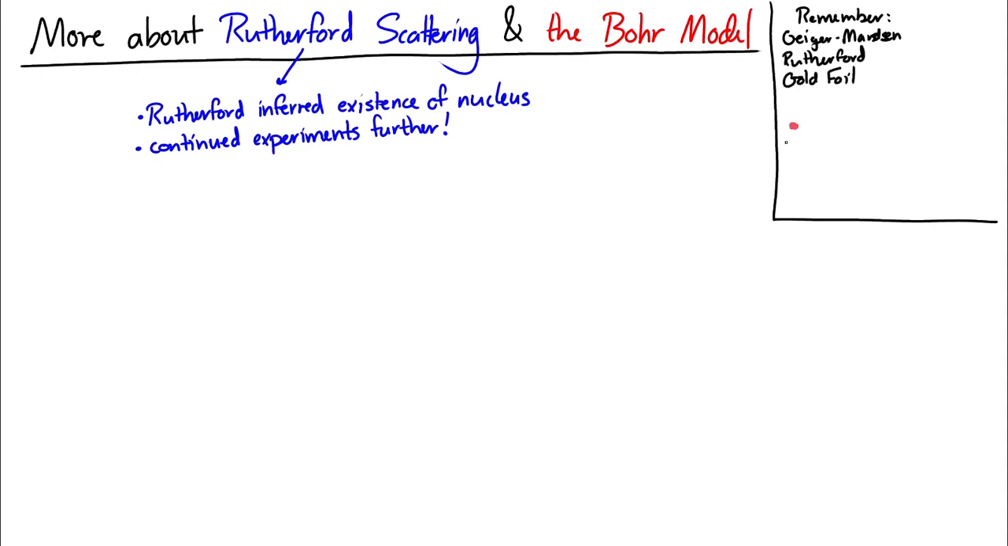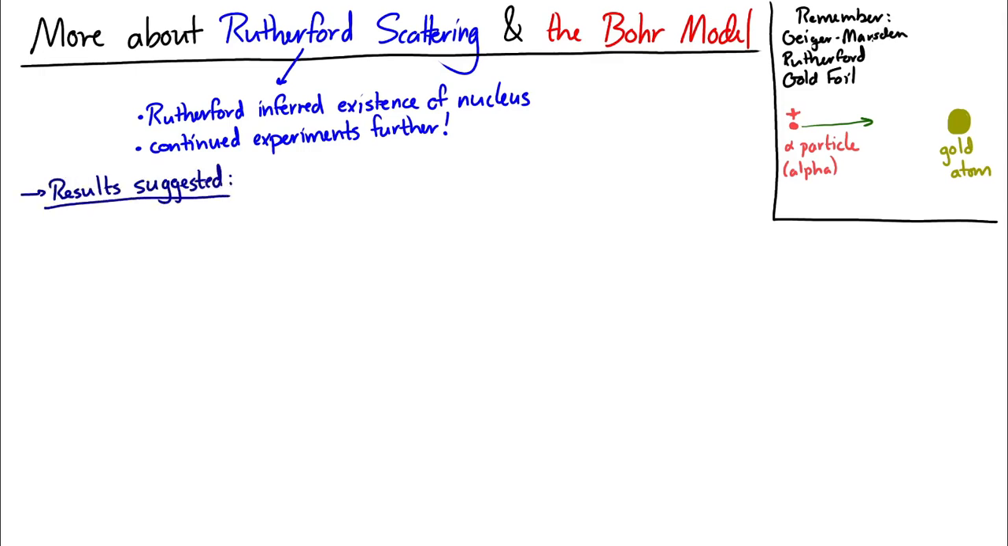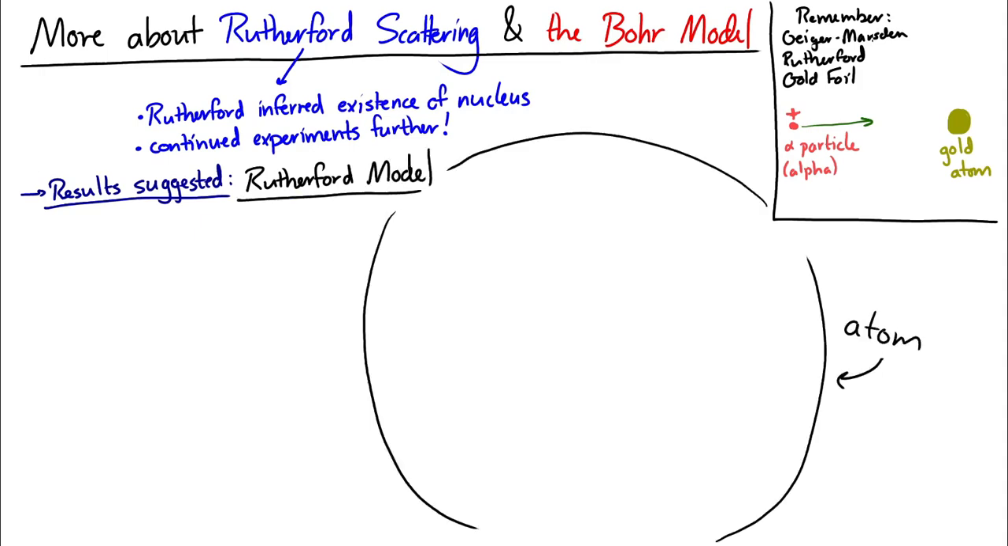the big idea was that you send in these positively charged alpha particles toward a gold atom or some other metal, and to explain the results that we're seeing, Rutherford suggested this. We have an atom, and inside there is a massive positively charged nucleus. And the alpha particles, which are sent in, have a couple of different things that they can do.